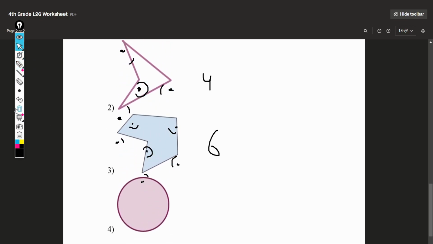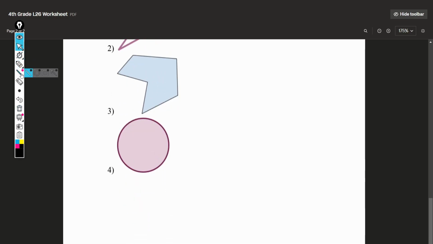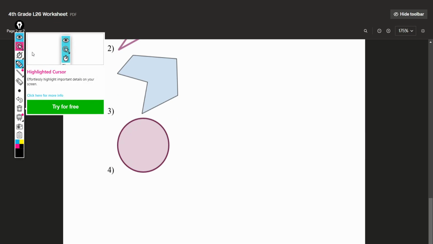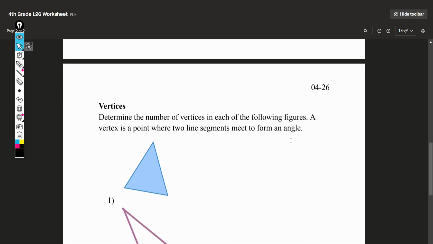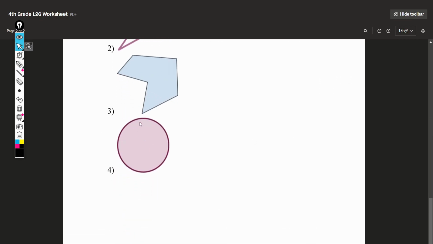And then for this last figure, we have a circle. Now, the definition that was given to us at the beginning was two line segments forming an angle. But if you look at a circle, you'll notice it's curved all the way around, and there are actually no line segments. If there are no line segments, that means there are no vertices. So there are 0 vertices because there's no point where they meet sharply at an edge.